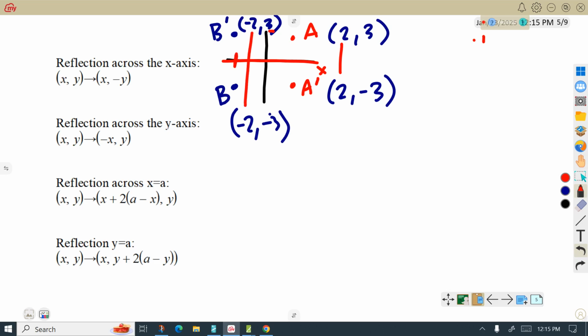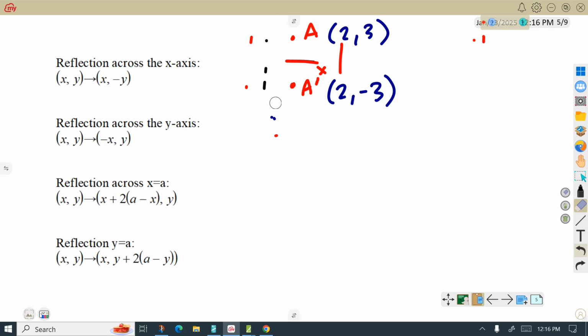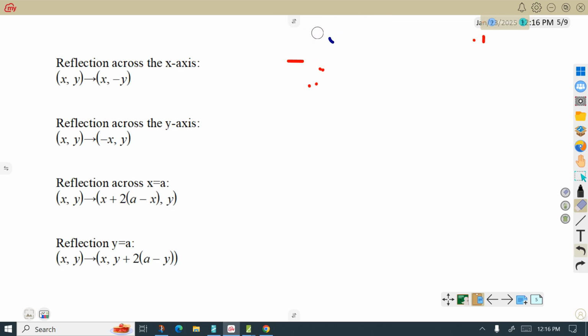But again, the y value has exactly the same number, but just the opposite sign, right? So when we reflect across the y-axis, something similar happens, but it's just the other direction. So if I get rid of this, we'll take a look at that example too, and realize that when I reflect across the y-axis, my point is going to be moving left to right.